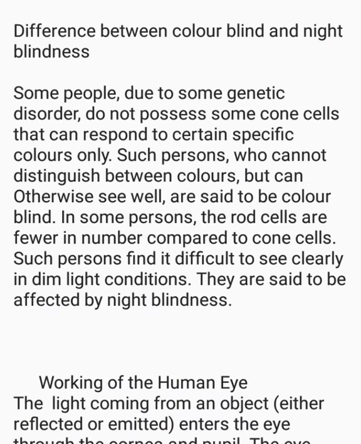Now the next question. Difference between color blindness and night blindness. Answer. Some people, due to some genetic disorder, do not possess some cone cells that can respond to certain specific colors only. Such persons who cannot distinguish between colors but can otherwise see well are said to be color blind. In some persons, the rod cells are fewer in number compared to cone cells. Such persons find it difficult to see clearly in dim light conditions. They are said to be affected by night blindness.